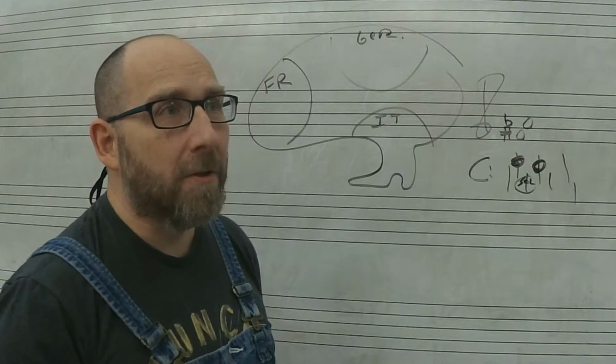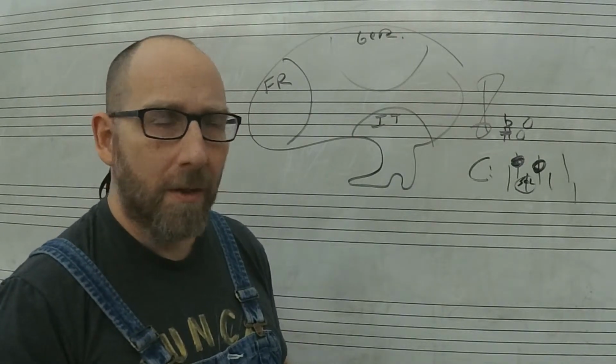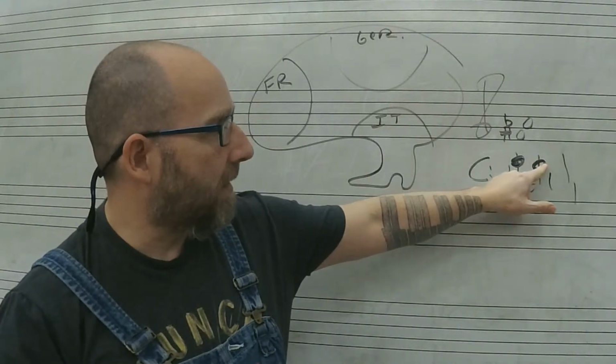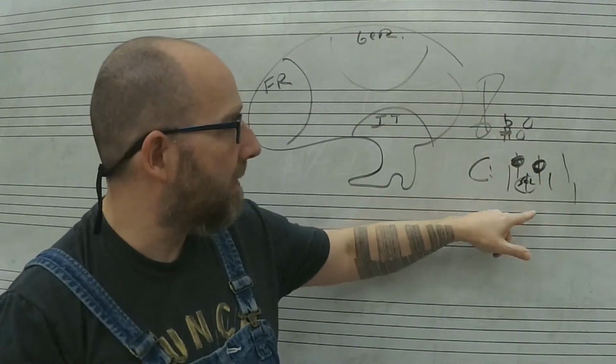Half step above sol, half step below sol, and don't use the letter that you named sol. So in this case, we used a G for sol. So when we go half step up, we cannot call it G. We have to call it A something, A flat in this case.